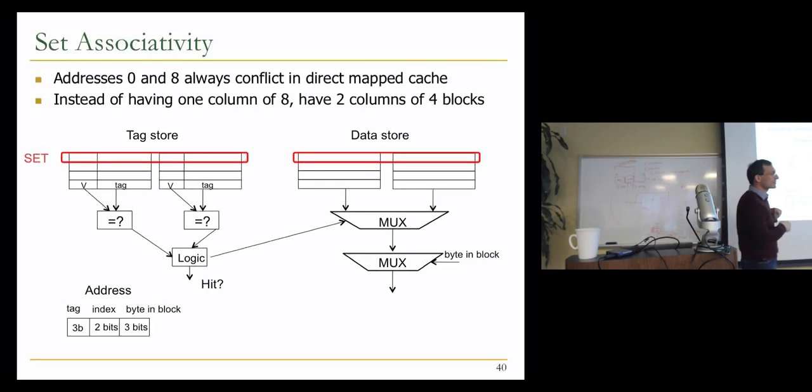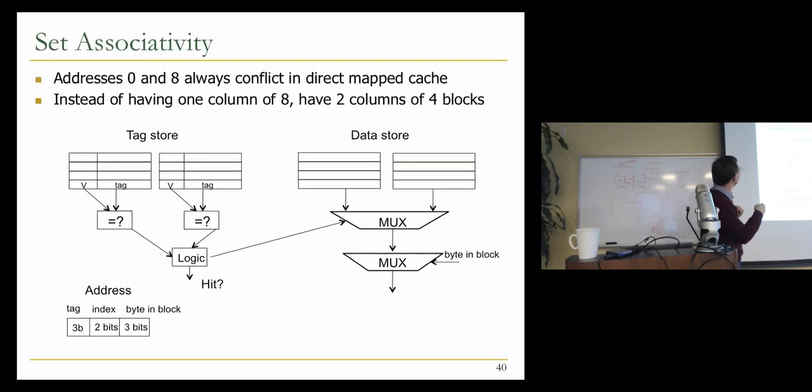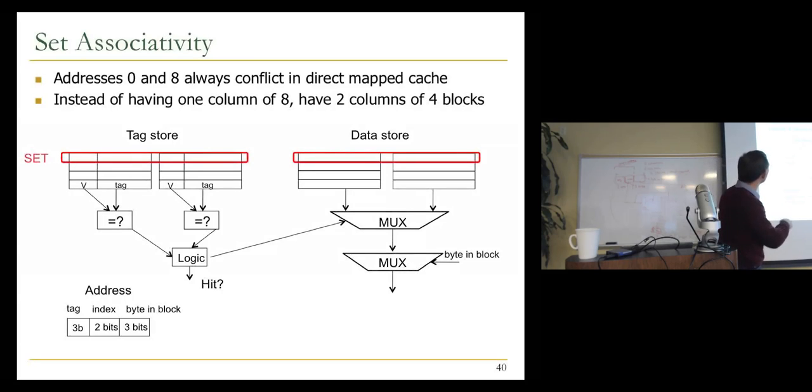Now you have more flexibility. Now addresses 0 and 8, well, I guess these still map to the same place, right? Is that true? Maybe you haven't fixed the 0 and 8 problem. No, addresses 0 and 8 are mapped to the same index, actually. But now you can store both of them, right? So we may have fixed the problem.